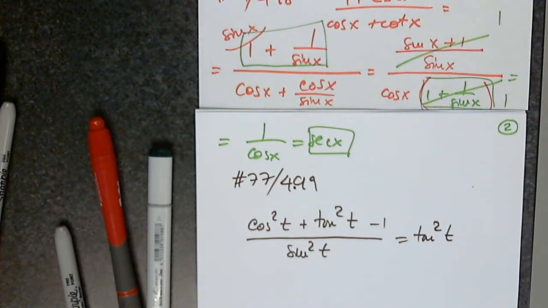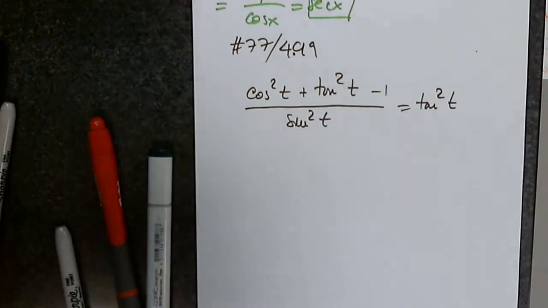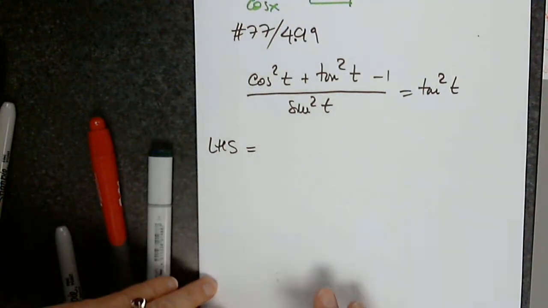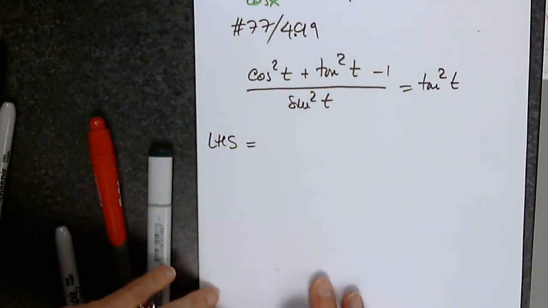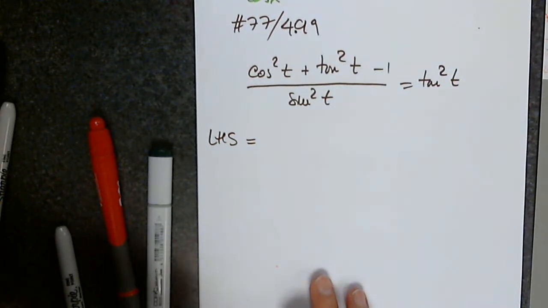I know it's a silly question, but I'm going to ask which side do you think I should start. I know it's silly. Yeah, I knew you were going to say that. Okay, so let's start with the left-hand side then. So we have cosine squared plus tangent squared minus 1 divided by sine squared.